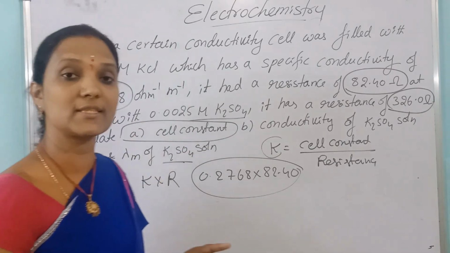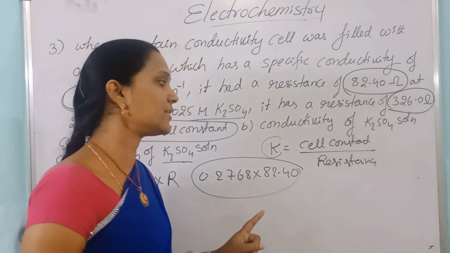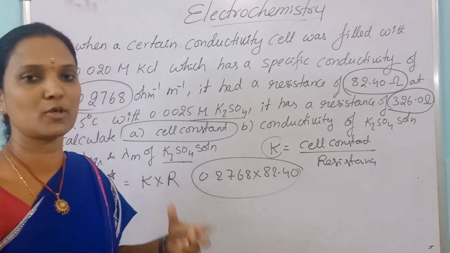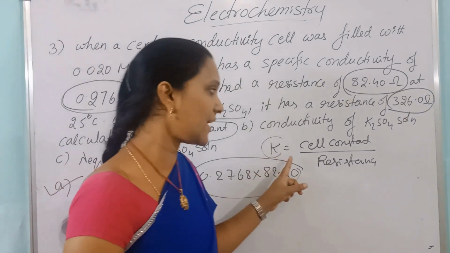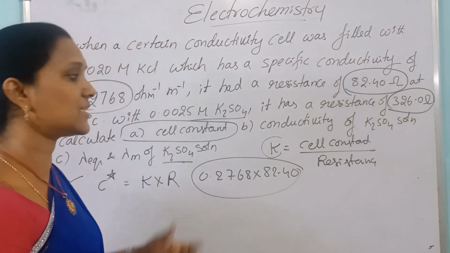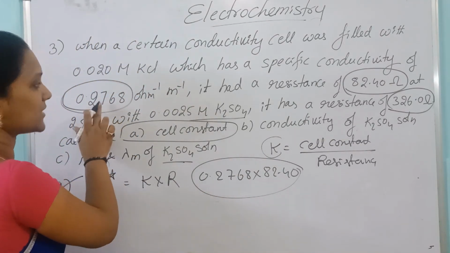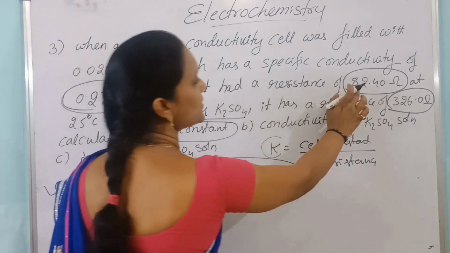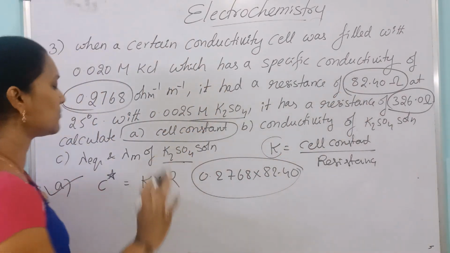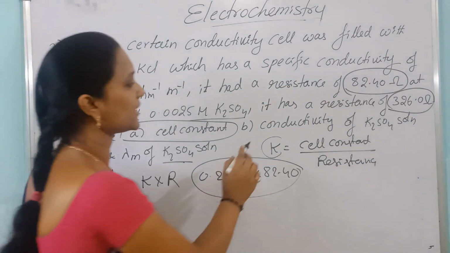So cell constant is equal to L by A, but L and A are not mentioned. So another formula, a well known formula that we are using repeatedly, is K is equal to cell constant by resistance. Then cell constant is equal to K into resistance. Specific conductance K is given and resistance R is also given. Just multiply these two and we will get the cell constant. So now come to the second one.